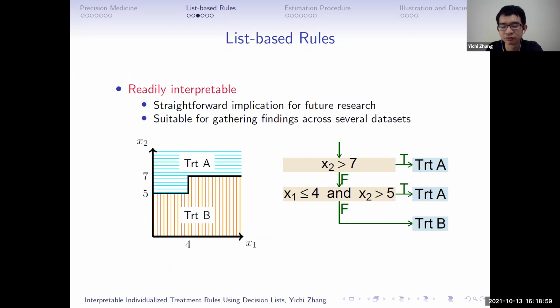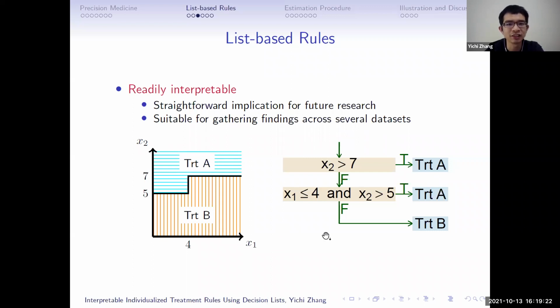This kind of list-based rules has several advantages. The first one is that it is readily interpretable. So it provides quite straightforward interpretation for future research. And it is also suitable for gathering findings across several data sets.